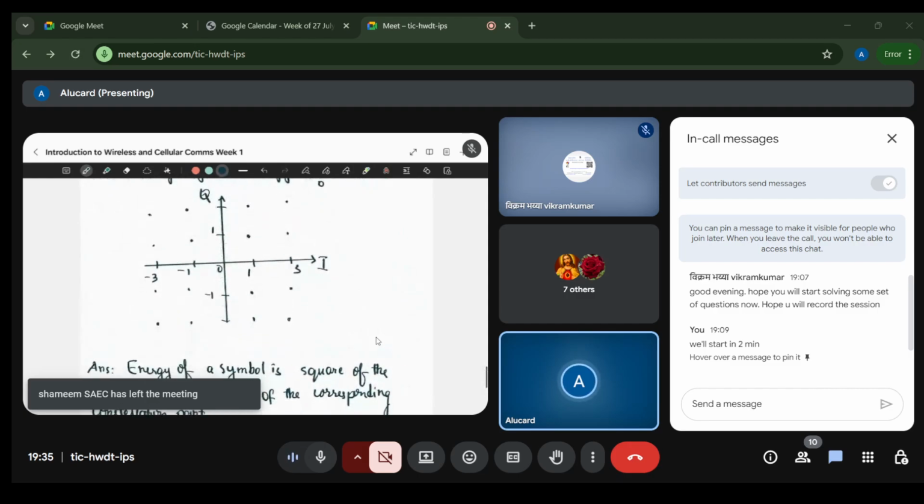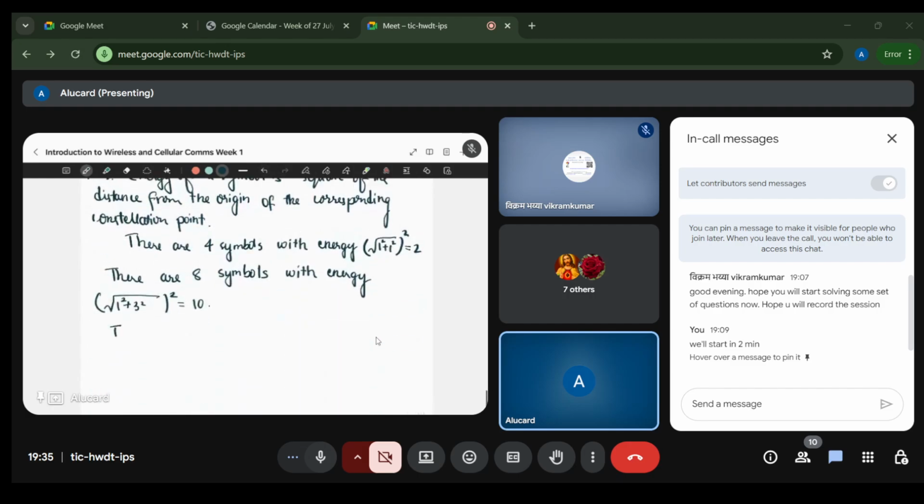And finally, there are 4 corner points. So there are 4 symbols with energy... Corner points are at a distance 3 from the x and y axis. So from the origin, they're at a distance, squared, 18.